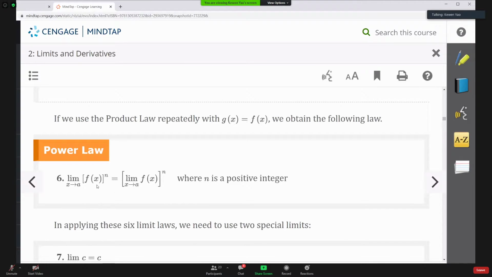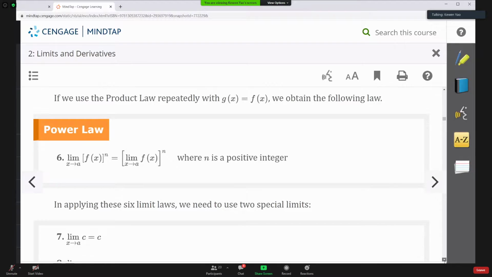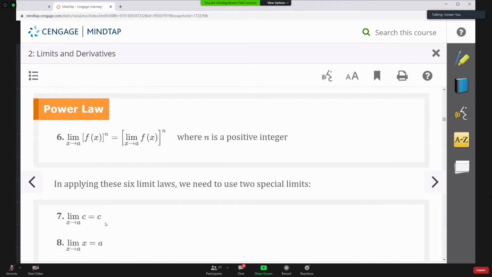f(x) to the nth power, right? So the limit of the power function equals the power of the limit. This is the so-called power law. What's next? This is number 6. What's number 7? The limit of a constant equals the constant. c is a constant, right? So the limit of a constant equals the constant.